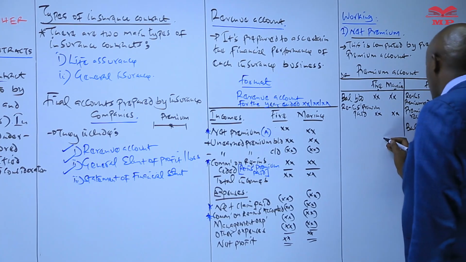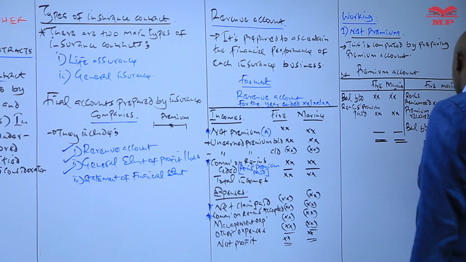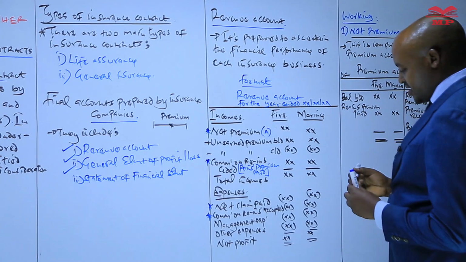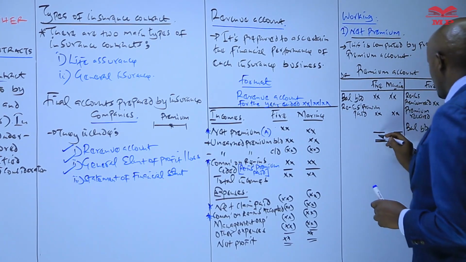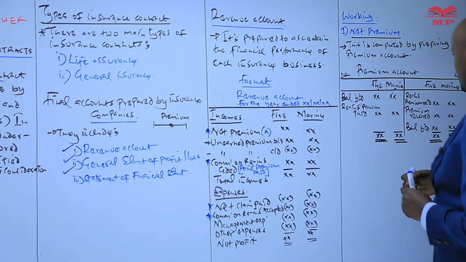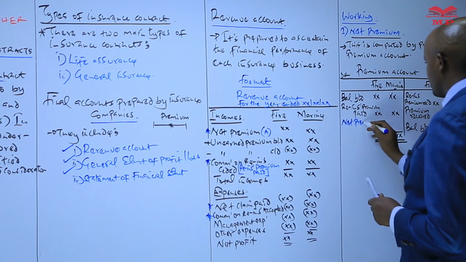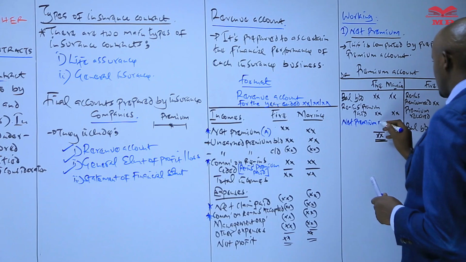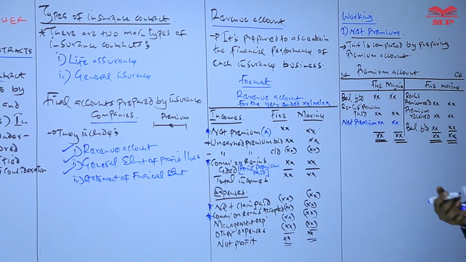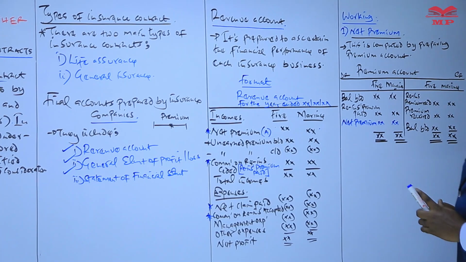And then from there, we balance this account. The balancing figure, which should be on the debit side, is the net premium. And basically this is what we now transfer to the revenue account. So that's basically how we determine the net premium.